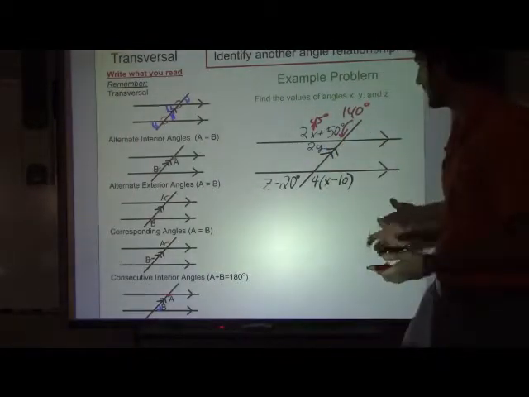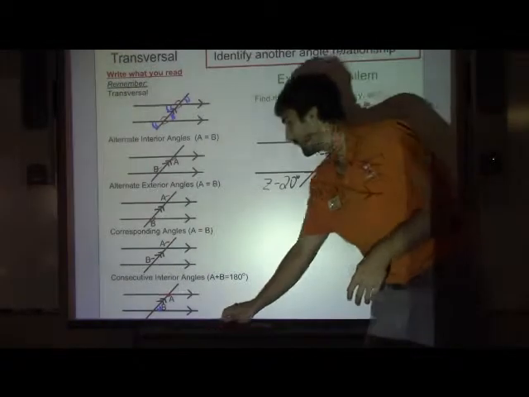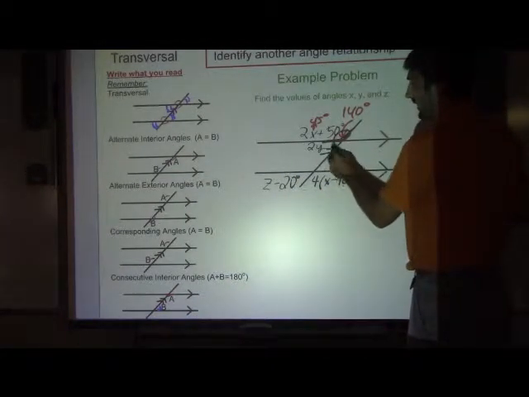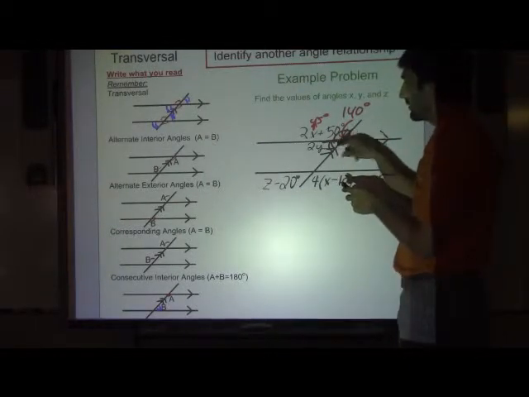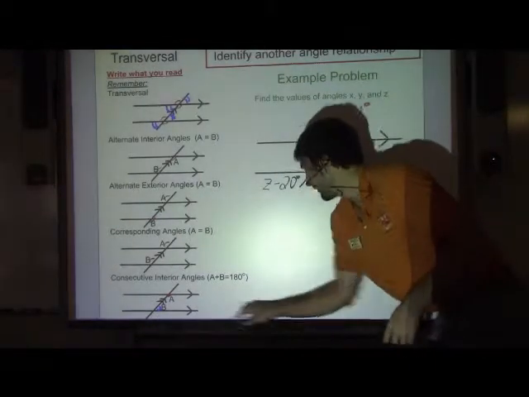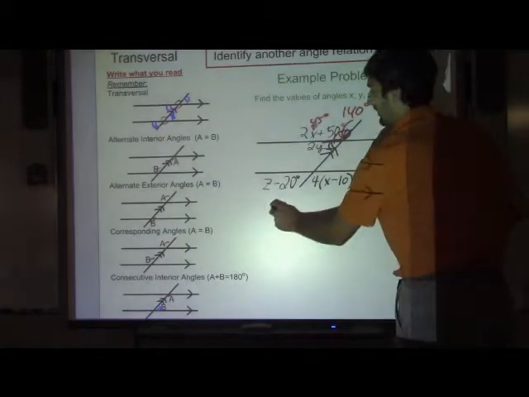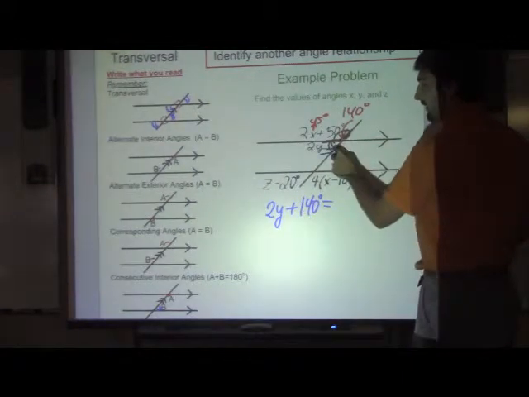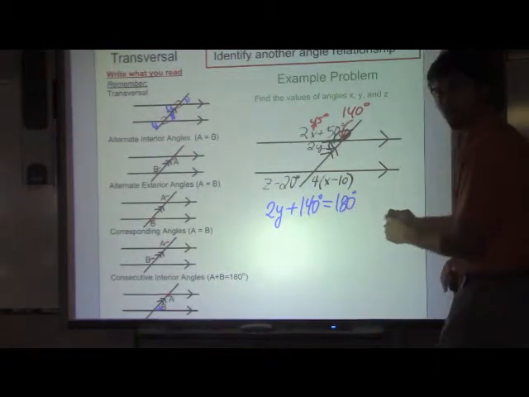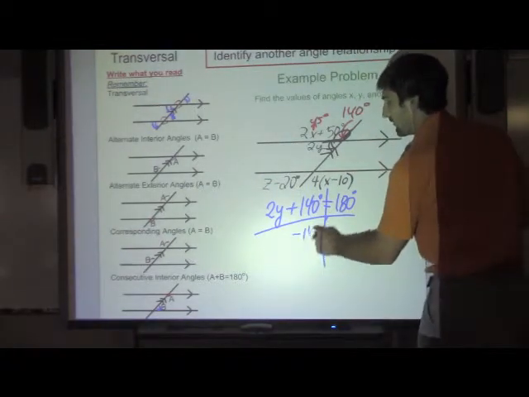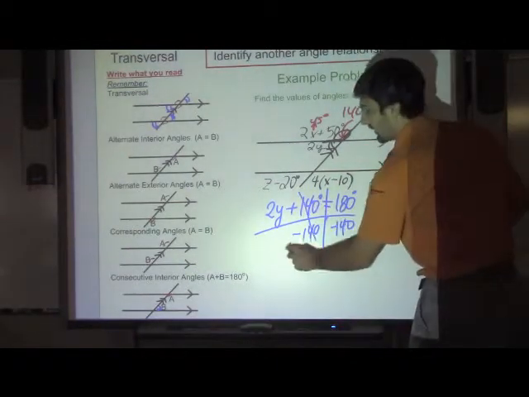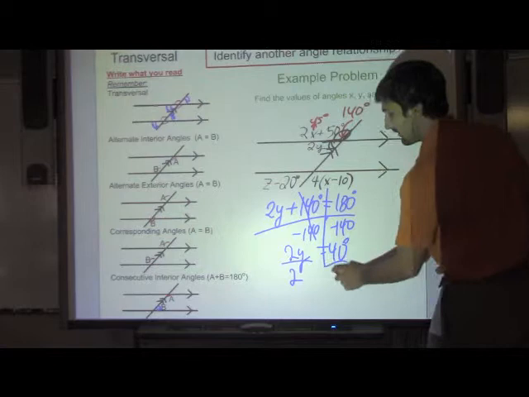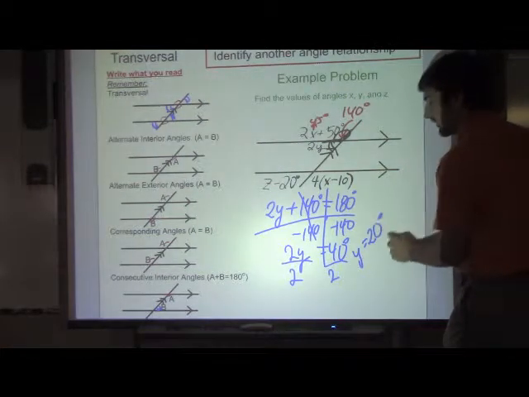The next thing we have to do is relate that to something else. If you notice, this angle right here and this angle make a linear pair. The two of these add up to 180 degrees. So you can say that 2y plus 140 make 180 degrees. You balance that one: minus 140, minus 140, you get 2y equals 40 degrees. Now you divide by 2, y therefore equals 20 degrees.